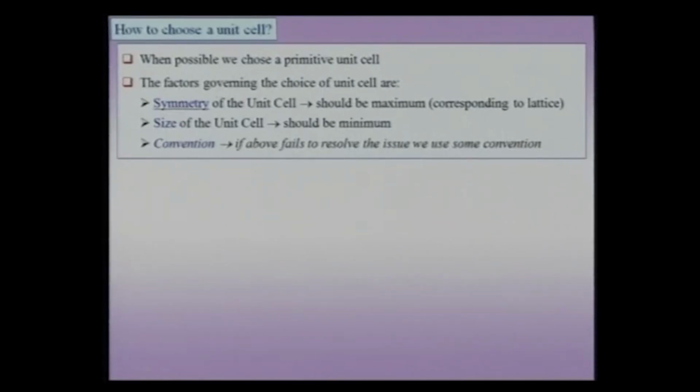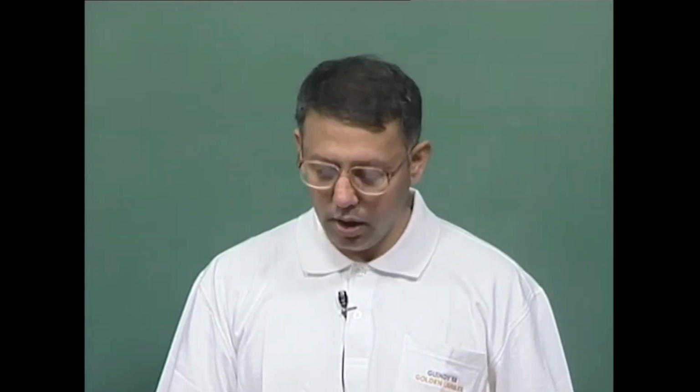We try to choose a unit cell which has the maximum symmetry, and typically the symmetry of the unit cell would be the same as the symmetry of the lattice or the crystal we are considering. The second criterion we imposed was that we will try to keep the size of the unit cell to a minimum. If both of these criteria fail, then we settle on a convention, wherein we resolve the issue by choosing a unit cell which we call the standard unit cell for a particular kind of structure. So the three factors are symmetry, size, and convention.